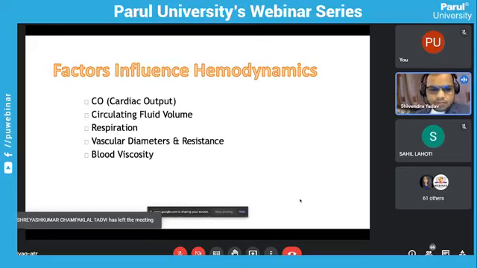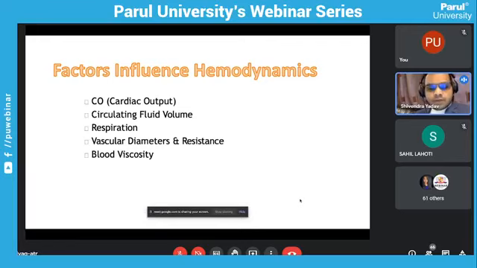Okay. Then blood viscosity. Blood viscosity also matters. If your blood is very viscous, the pressure we usually see is higher, at least 10 mmHg higher. Okay. Any questions still here?